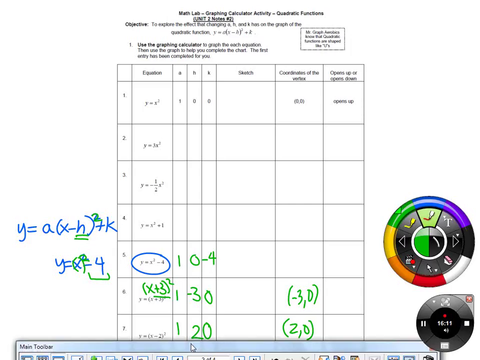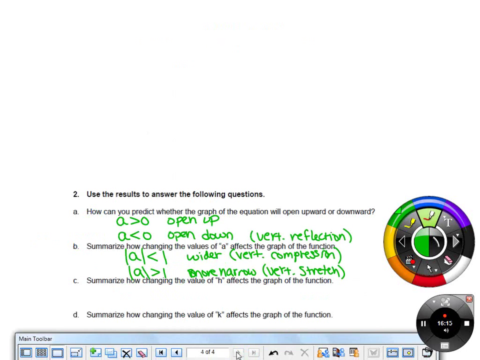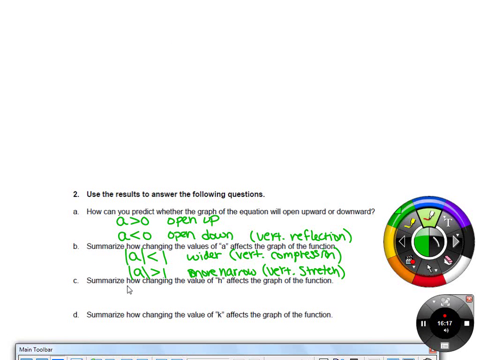So in our summary, when we talk about H, H is going to be what we call a horizontal translation. That's basically like a horizontal shift. In other words, it's going to shift the graph left or right. But the correct language would be to say there's a horizontal translation 3 units to the left, something like that. So that's all dependent on H.